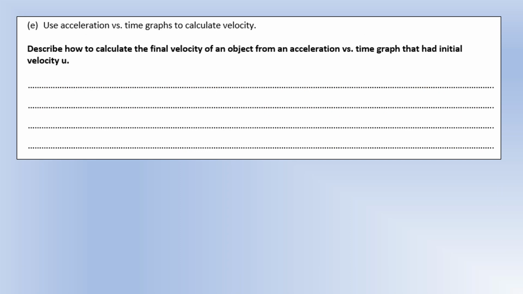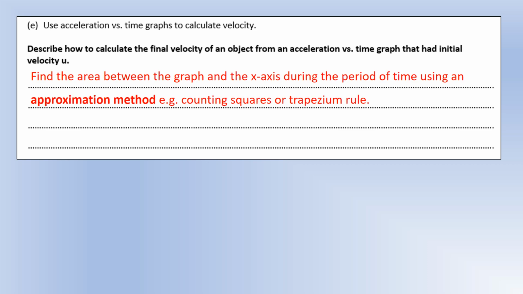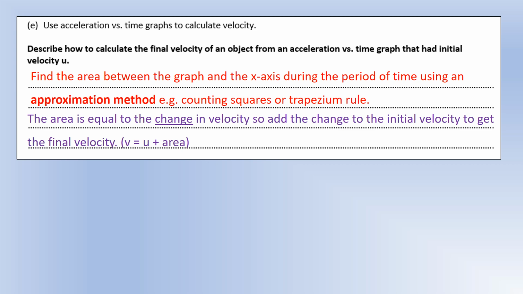Use the acceleration versus time graph to calculate velocity. So, first of all, we're going to use an area method, and usually when you're using a graph, you'd use some sort of approximation method, maybe counting squares or using a trapezium rule. And then we want the final velocity, so what we're going to do is add our area to the initial velocity, because the area is equal to the change in velocity. So that's how we get our final velocity.